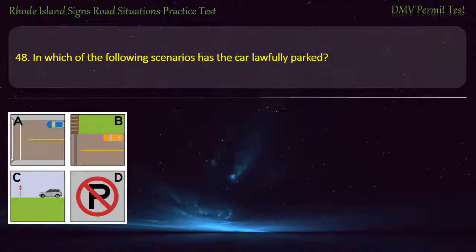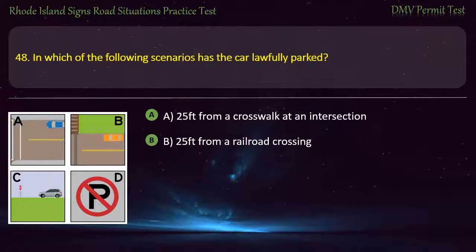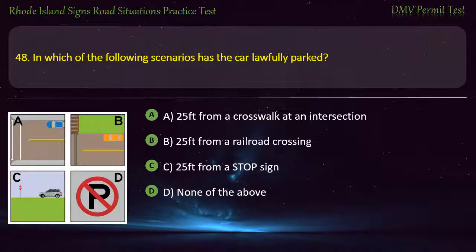Question 48. In which of the following scenarios has the car lawfully parked? A. At 25 feet from a crosswalk at an intersection. B. 25 feet from a railroad crossing. C. 25 feet from a stop sign. D. None of the above. Answer. A. At 25 feet from a crosswalk at an intersection.